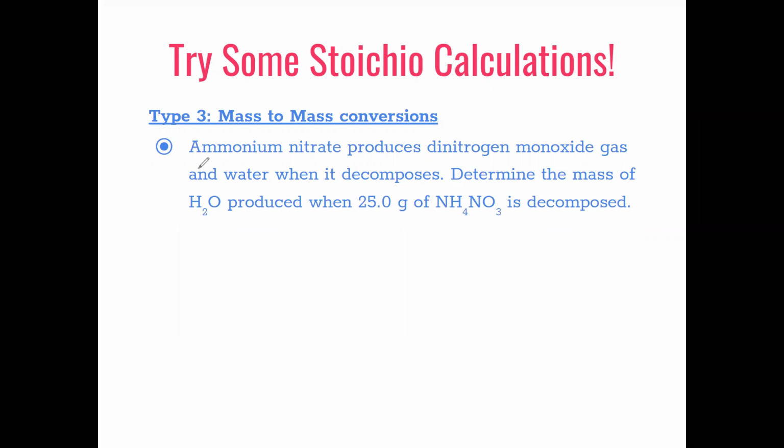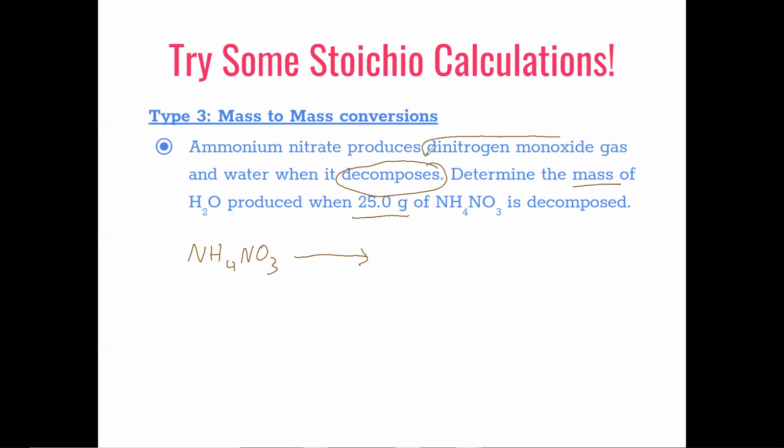This says ammonium nitrate produces dinitrogen monoxide gas and water when it decomposes. Determine the mass of water produced when 25.0 grams of ammonium nitrate is decomposed. So this is actually really nice. It tells you the chemical formula for ammonium nitrate. So let's fill that in down here: NH4NO3. Now we were told that that's decomposing, which means that there's only one reactant. And we were also told what it decomposes into: dinitrogen monoxide gas and water.